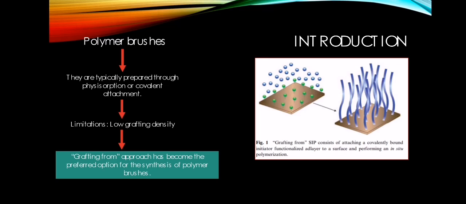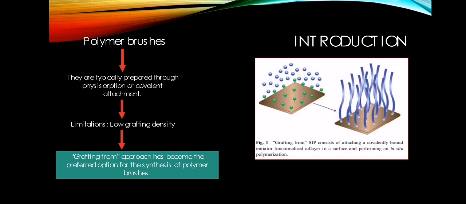Physisorption, unlike covalent attachment, suffers from thermal and solvent instability. Covalent attachment can be achieved using grafting to and grafting from techniques. Grafting to requires the tethering of preformed polymer chains to a surface.